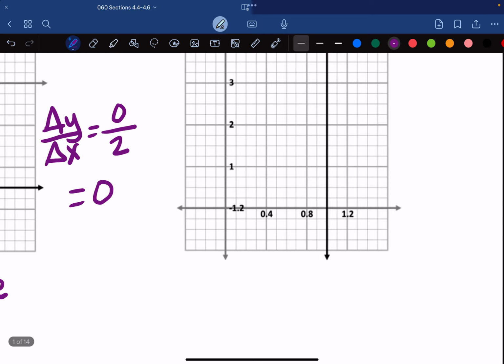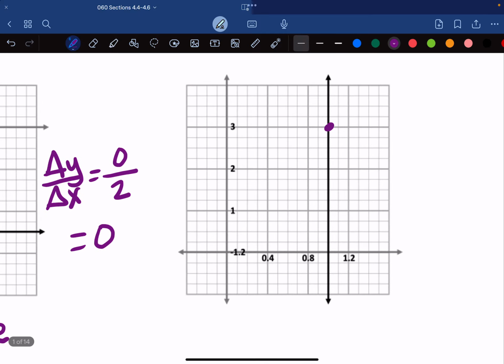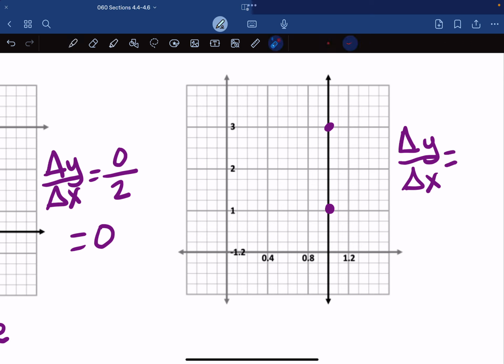And our last one, I'm going to pick 2 points, any 2 points, where we can identify what those points are. And once again, we're looking at the change in y over the change in x. We have a change in y this time. We're going from 1 up to 3. From 1 to 3 is 2.